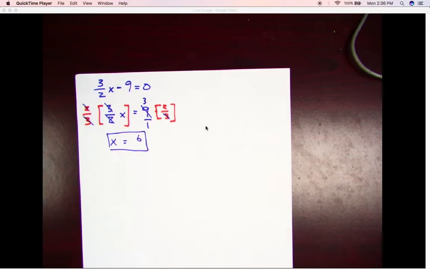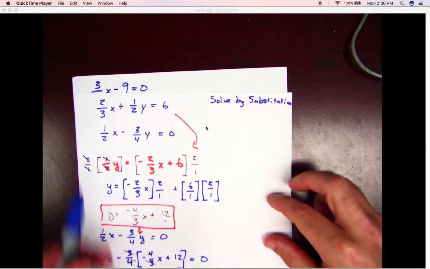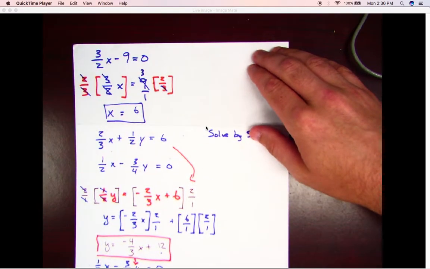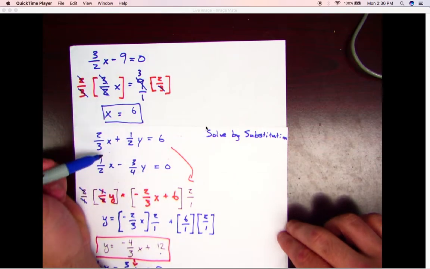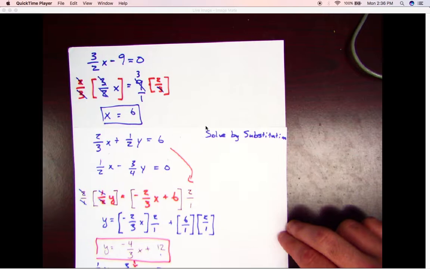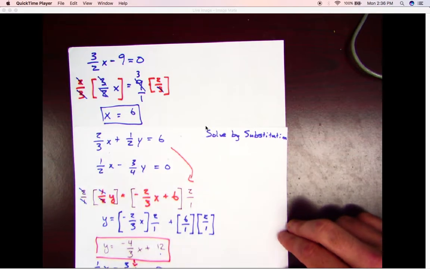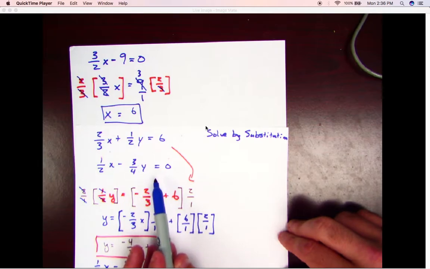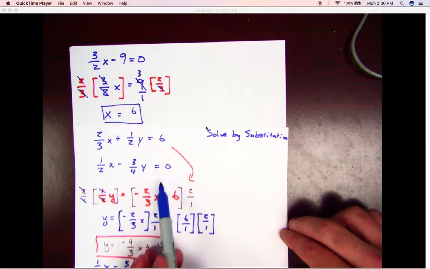So now we have to go out and find the other answer. Well, how we do that, we take one of our original equations, either one, and then we plug in x equals 6 into either one of them to figure out what the y value is. So let's say I'm going to plug it into this equation right down here. I'm going to plug it into the second equation. It doesn't matter which one you plug it into.